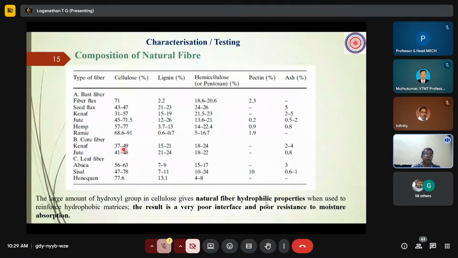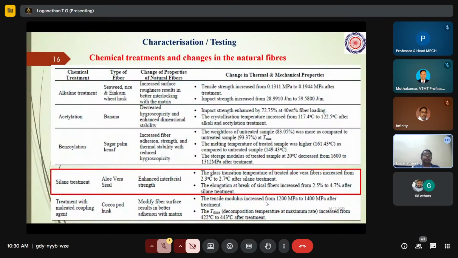So for example, the hydroxyl group in cellulose gives the natural fiber a water attracting nature. So hydrophilic properties, which means it is easy to absorb water. So once it is having that property, then it may undergo some degradation. So that is going to be very important. So that results in poor interface and poor resistance to moisture absorption. So when you are having this high percentage of cellulose, though there is going to be a strength component, it will attract water. So we need to go for some surface treatment that we'll see in the forthcoming presentations.